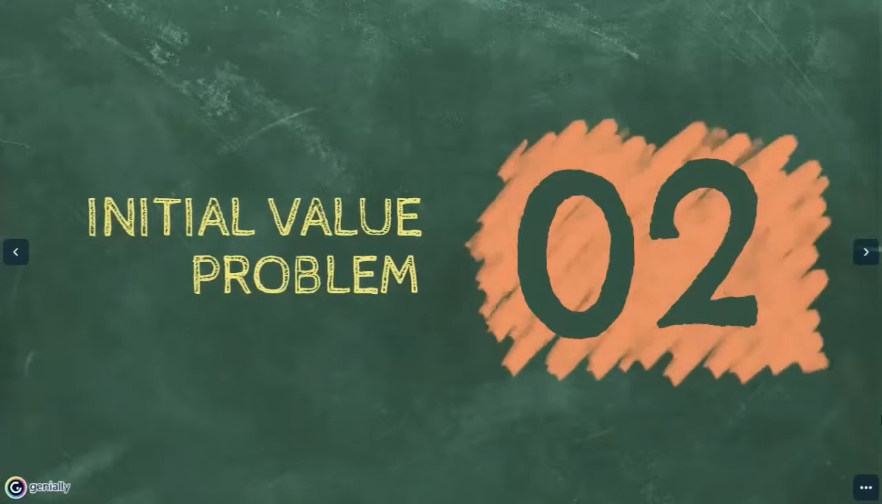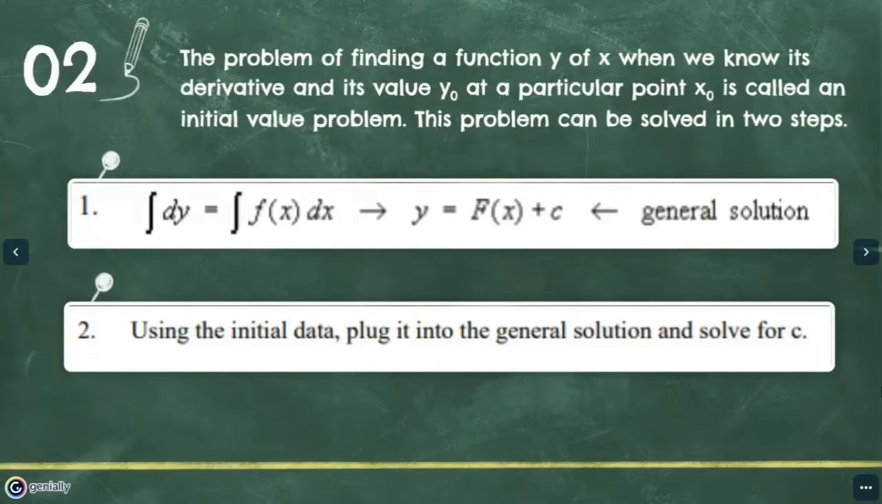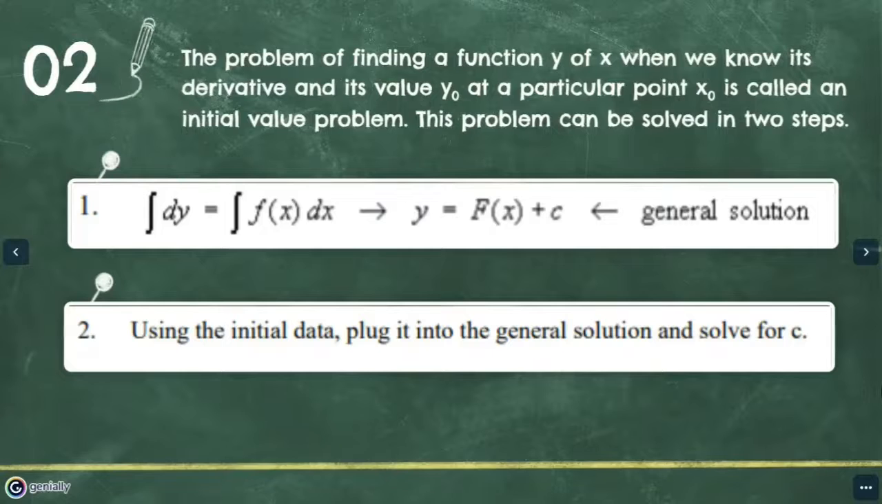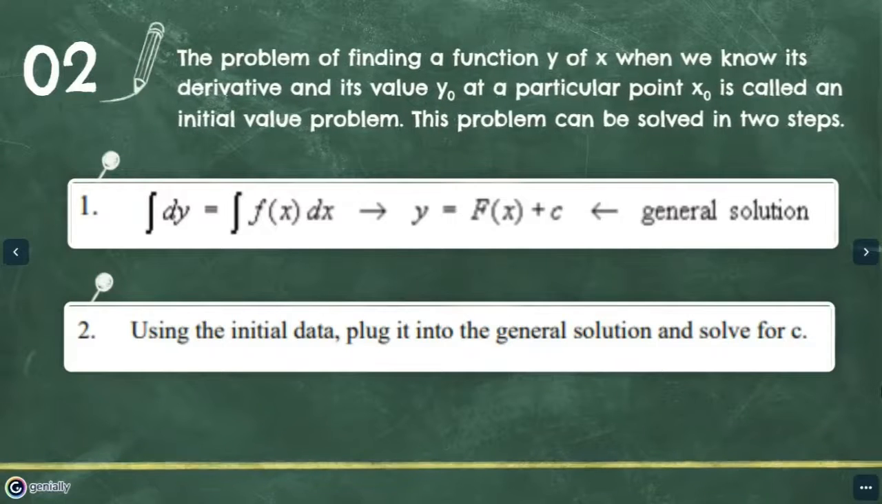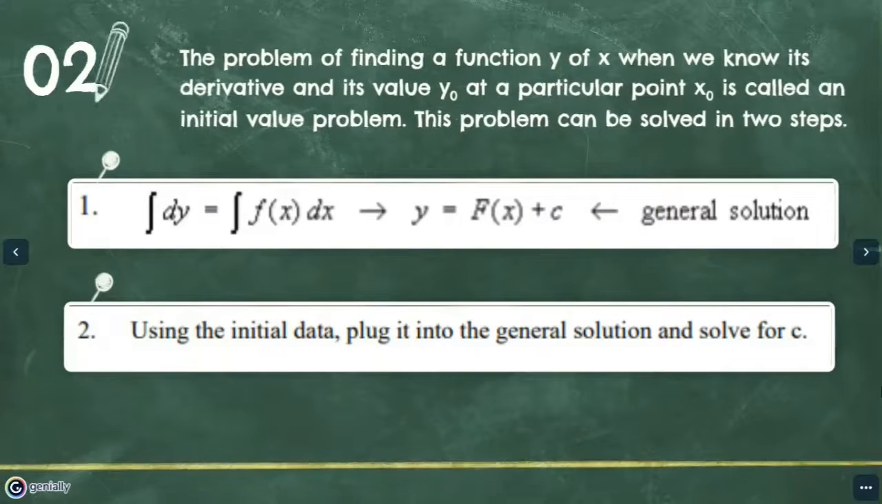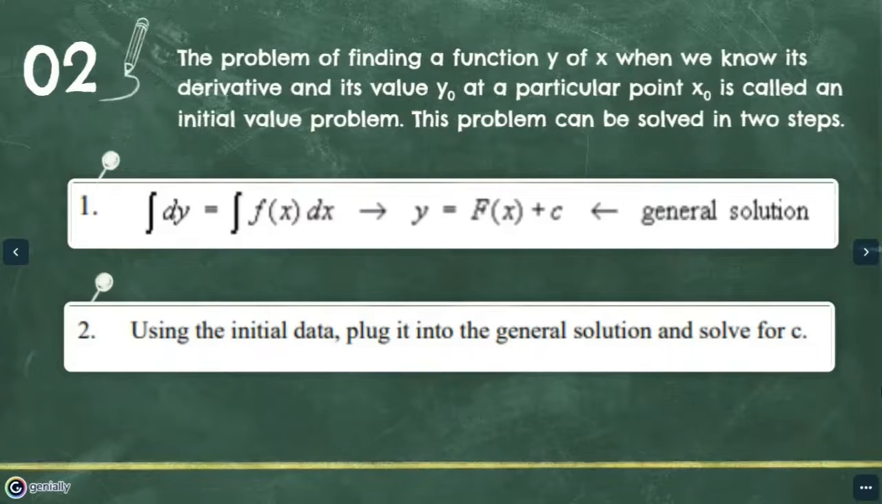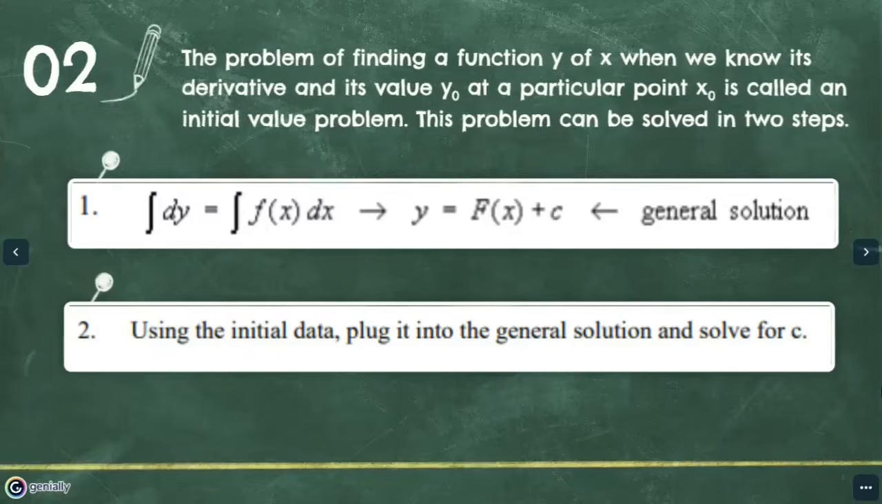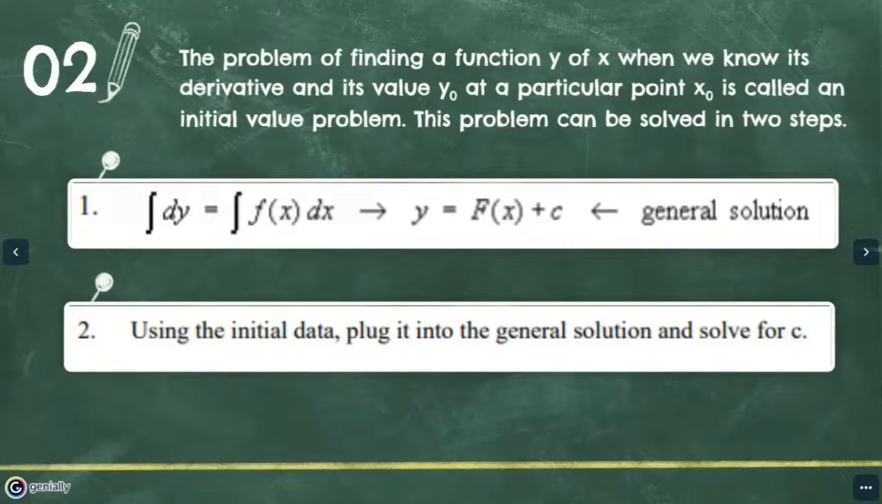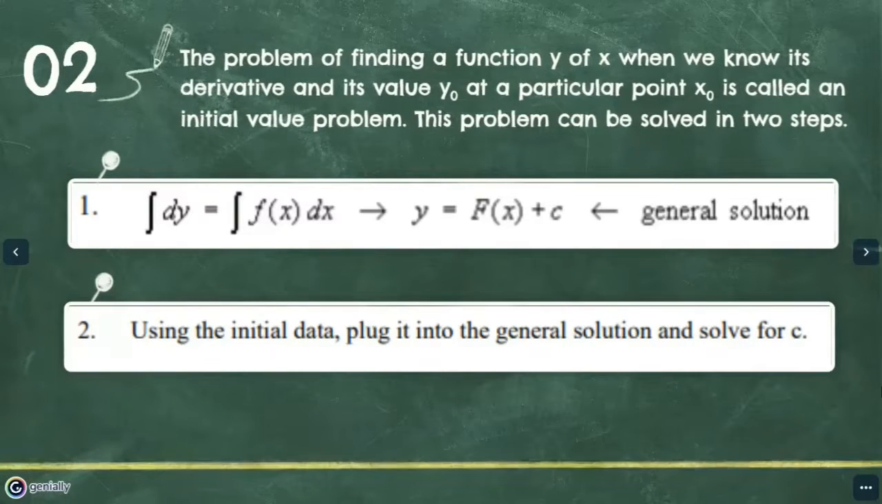So, the initial value problem. The problem of finding a function y of x when we know its derivative and its value y sub 0 at a particular point x sub 0 is called an initial value problem. This problem can be solved in two steps. The first one is solving for the general solution, as you see in the first figure, and the second one is using the initial data by plugging it into the general solution and solving for c.